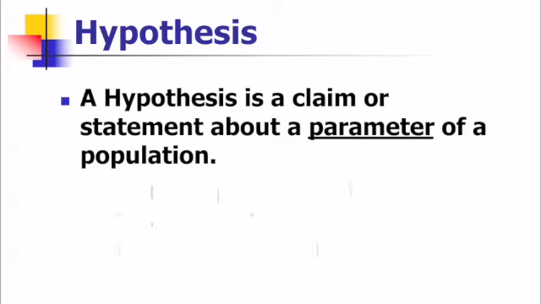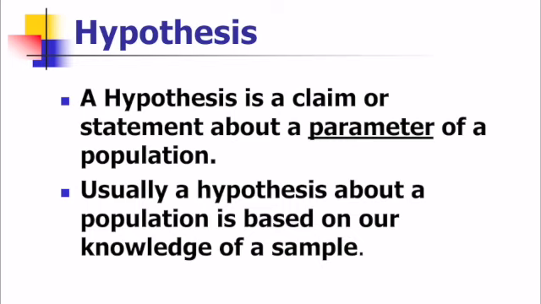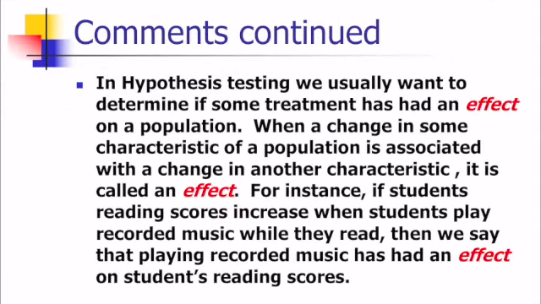Usually, a hypothesis is based on knowledge of a sample, okay? So we took a sample that proved Jill was a mind reader. In hypothesis testing, we usually want to determine if some treatment had an effect on a population. We're looking for a change in the characteristics of a population. A good example: if students' reading scores increase when students play recorded music while they read, we say that the recorded music had an effect on students' reading scores. And this is something that's actually been proven to be true.